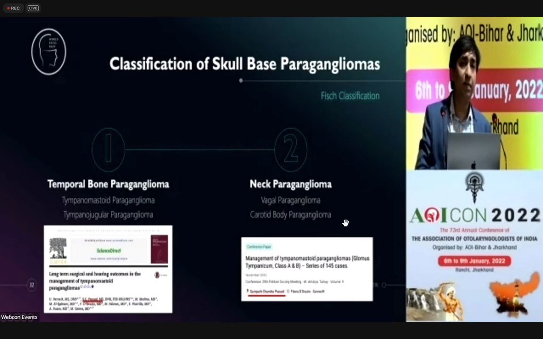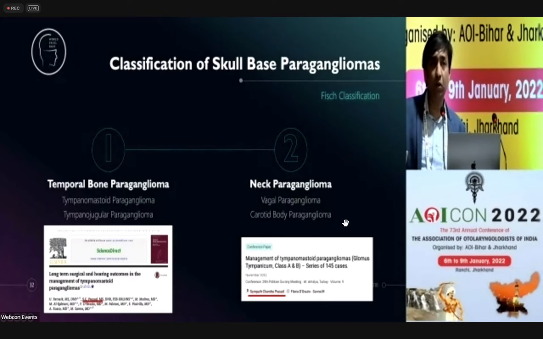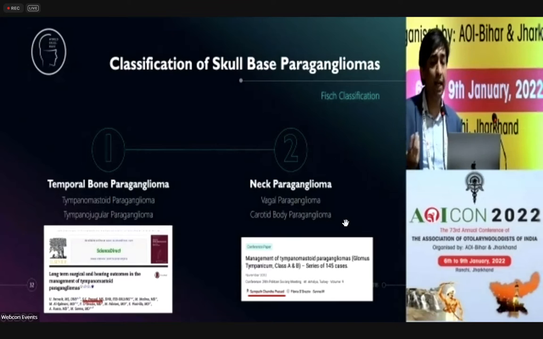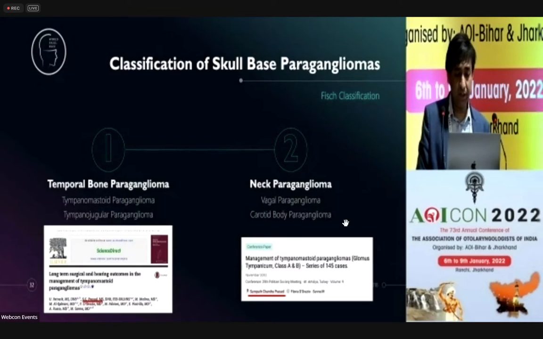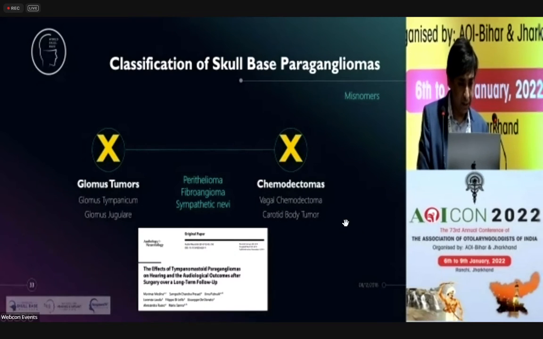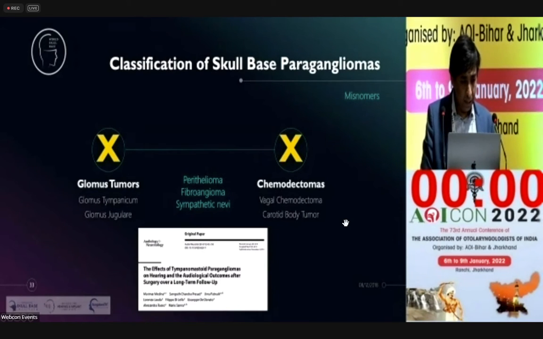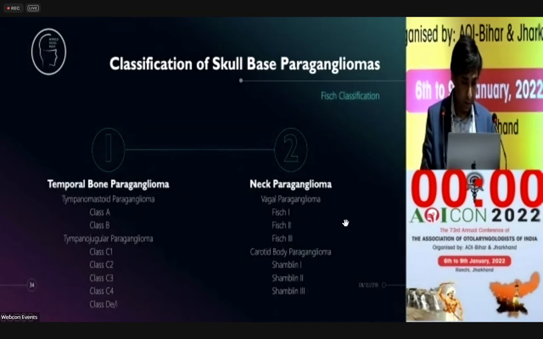And then obviously we have tympanojugular paragangliomas, which is what we are going to talk about today. And in the neck, we have vagal paragangliomas and then carotid body tumors, both of which are familiar entities to most head and neck surgeons. Again, glomus tympanicum, chemodectomas, peritheliomas, sympathetic nevi are all things of the past.